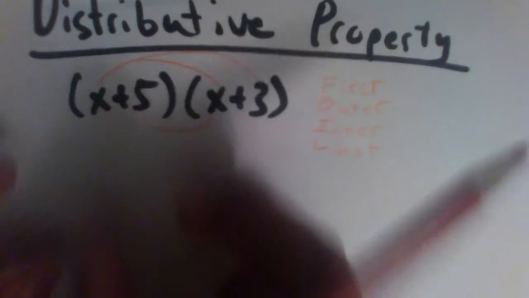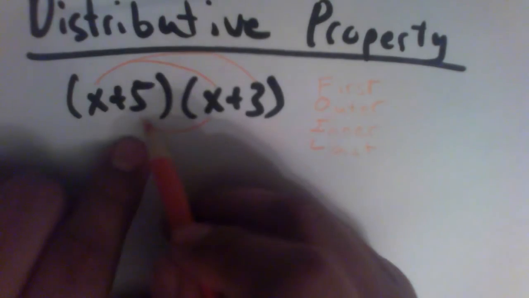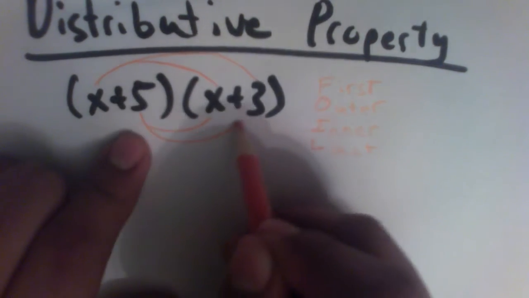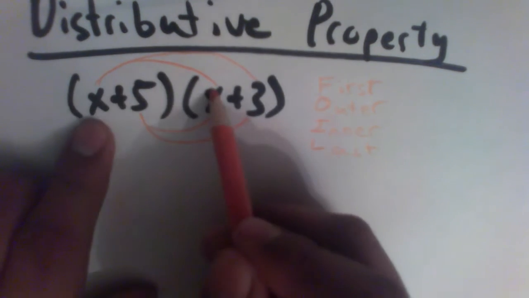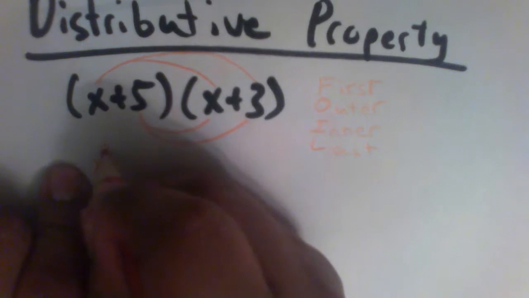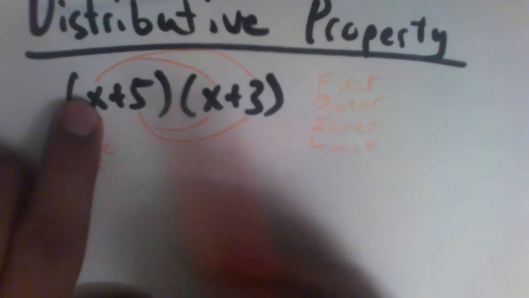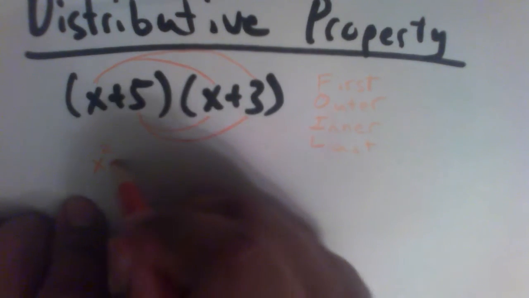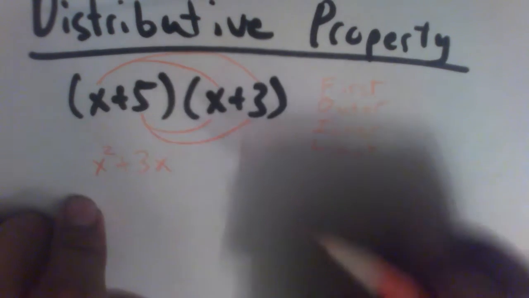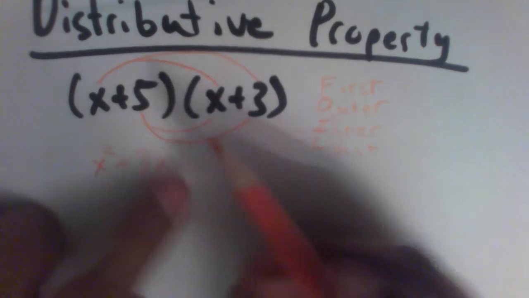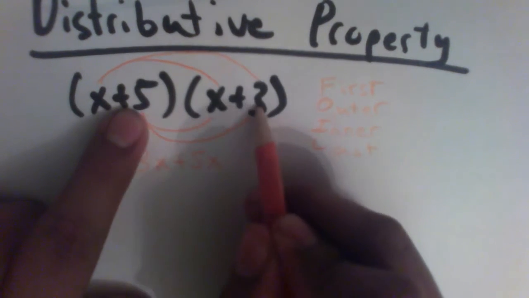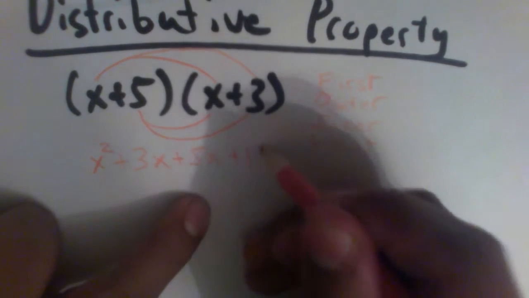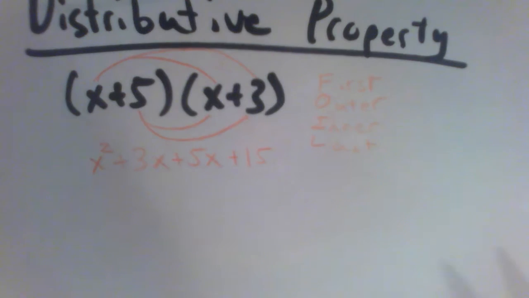A binomial is this and this, so this times this. Let's do this step by step. First, it would be x times x, so that will give us x squared. X times 3, that's plus 3x. 5 times x is going to give us 5x. 5 times 3 gives us 15.